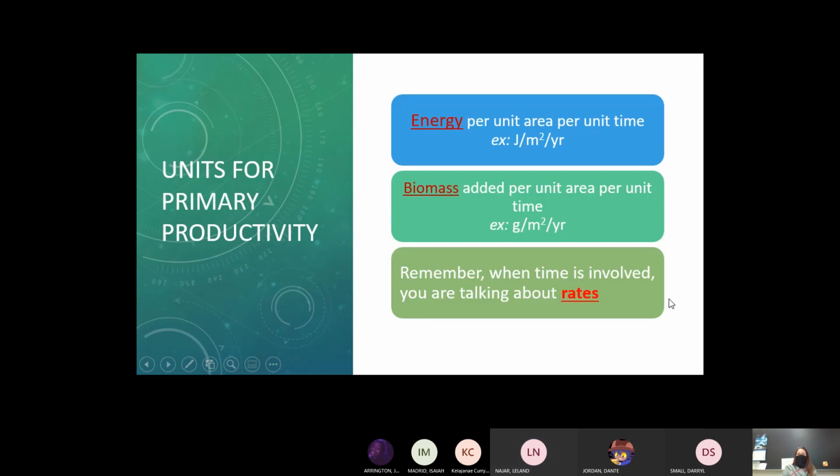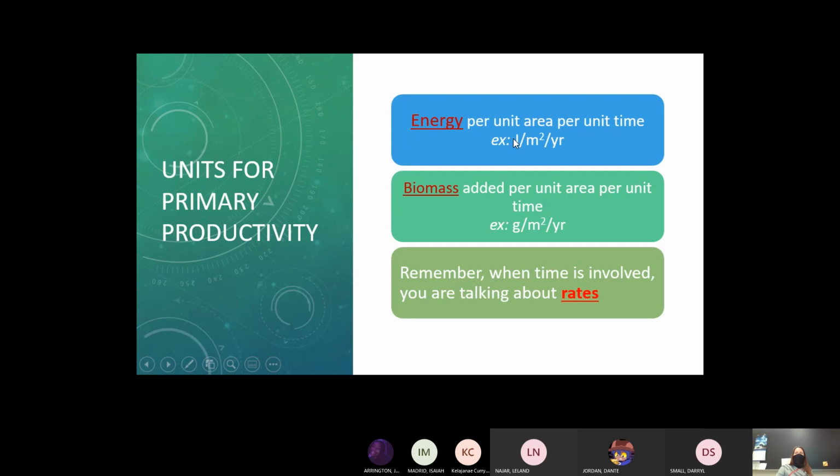So units, because you know units are super important. Everything needs to get labeled. When we talk about energy, it's in a per unit area per time. So you have an example of joules per meter squared per year.